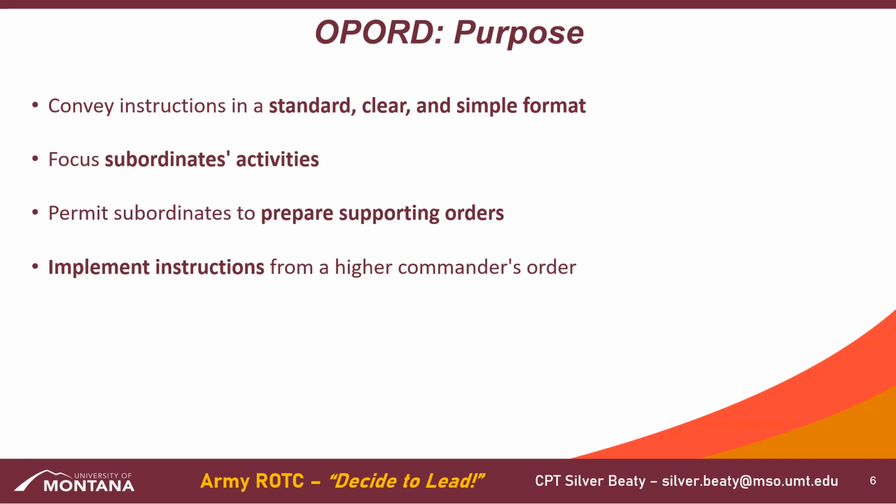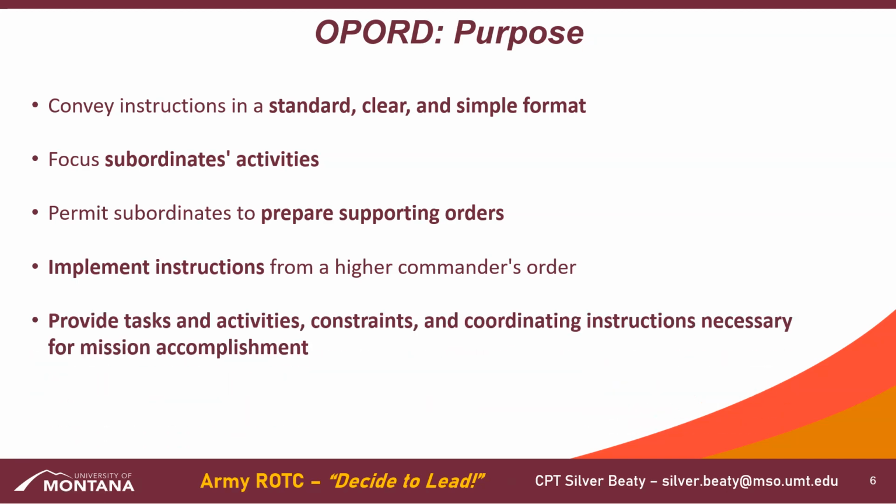It also is really important that you understand it implements instructions from your higher commander's order. So if you're receiving an op order from, say, your platoon leader, it's implementing instructions that came from their boss. And then all of that in bold there, an op order should provide the tasks and activities, the constraints, so your left and right limits, and any coordinating instructions that are necessary to accomplish whatever mission is stated within that op order. And don't forget, your mission is the second paragraph. So the entire op order is based on that second paragraph and how we're going to accomplish that.